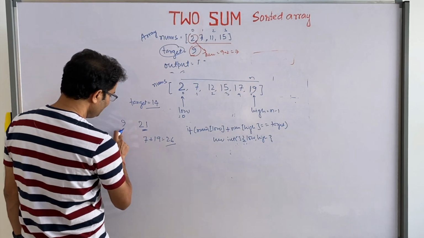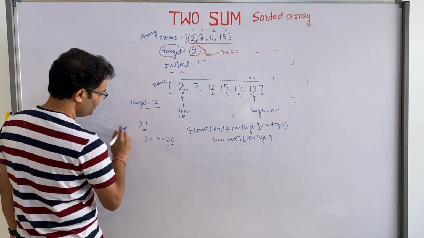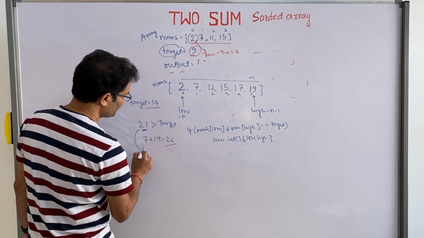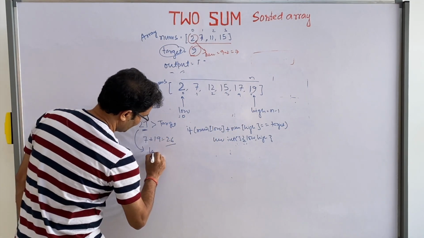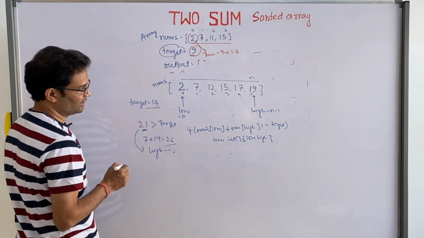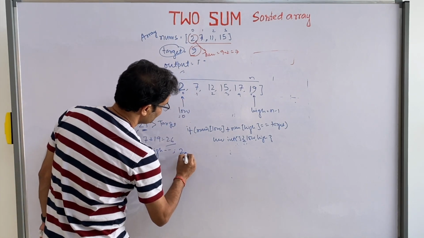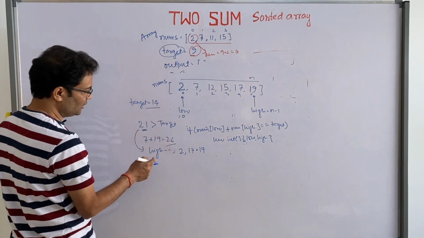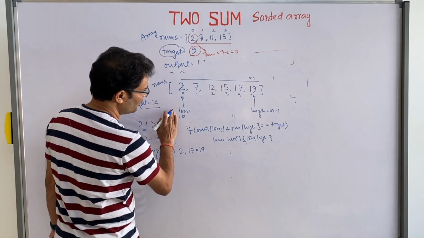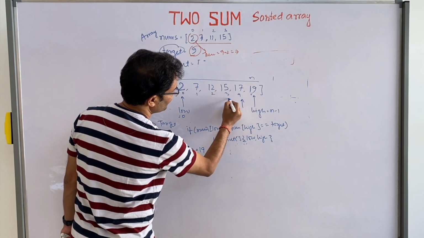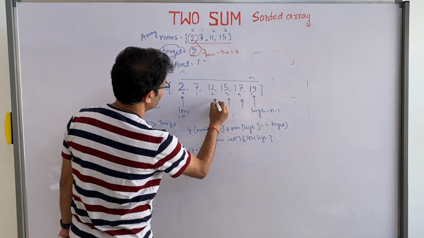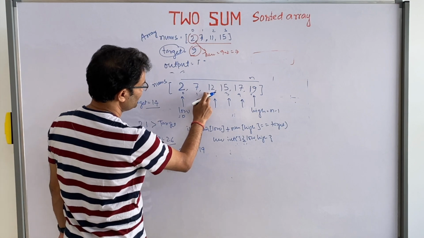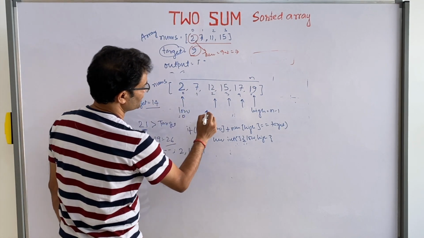So if after addition the sum is greater than target, you have to reduce high, means you have to do high minus one. Next time it will check 2 and 17. Again this is more than the target, so again you do high minus 1. Your low continues here, and high comes here, and here. Sorry, your target is 14. The moment you come here, 12 and 2, it becomes 14 and you can stop.